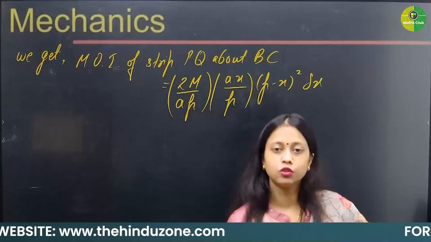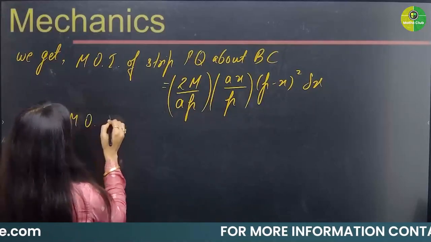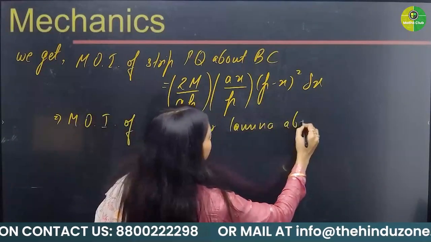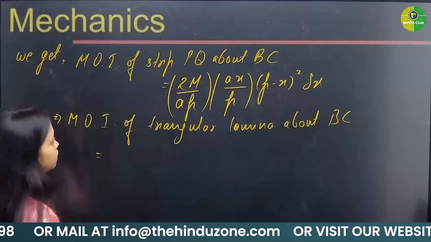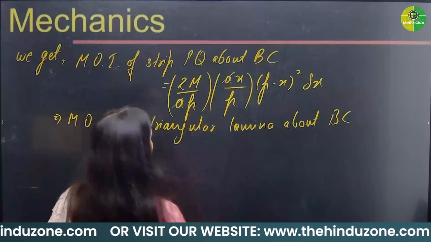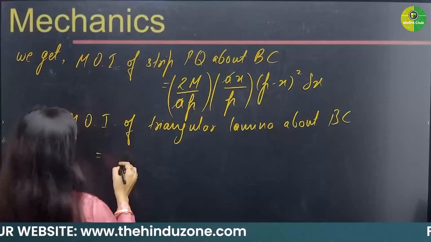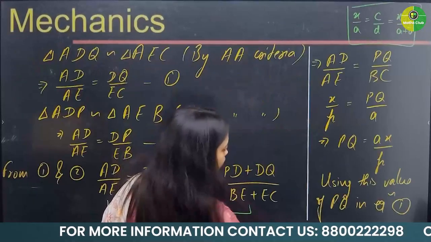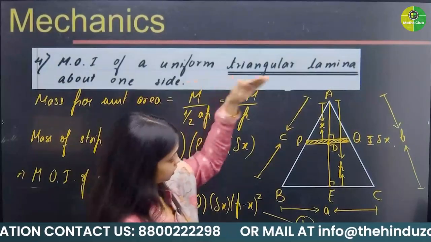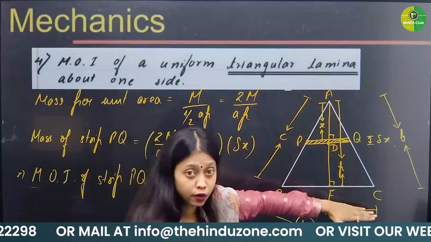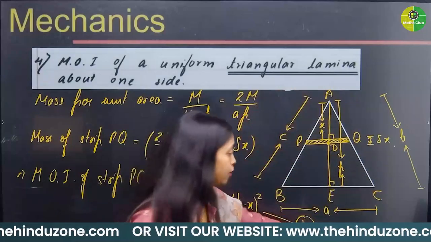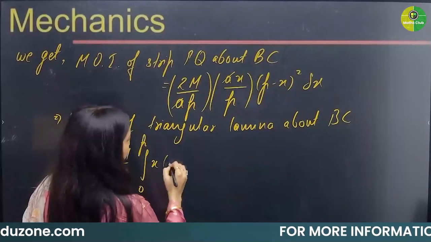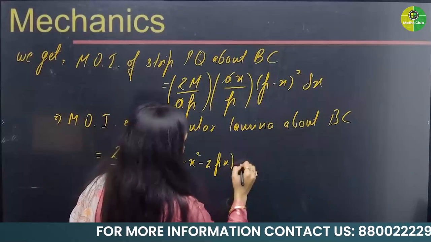Now you can integrate to find the moment of inertia of the whole triangular lamina. It implies the moment of inertia of the triangular lamina about BC is equal to 2m by P square outside. Integration will be from, so x is from this strip, it can be from the point A to that base BC. So x can be from 0 to maximum P. So I'll have integration from 0 to P of x times P square plus x square minus 2Px dx.